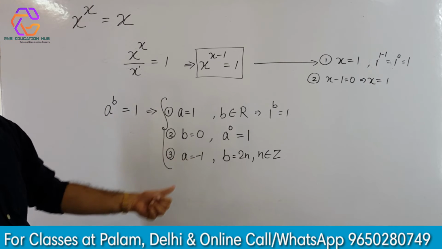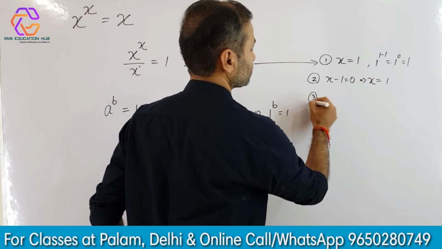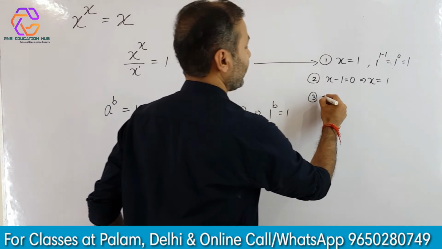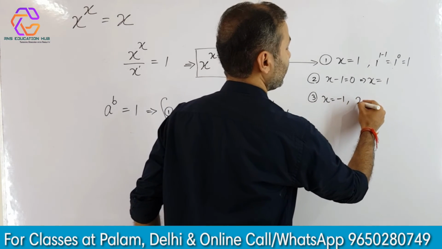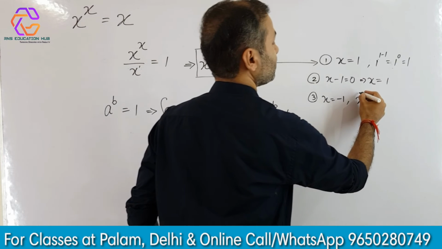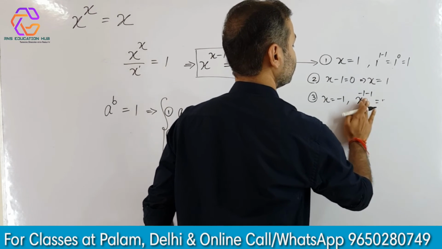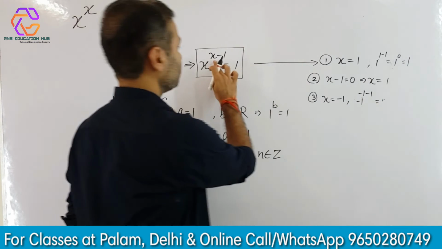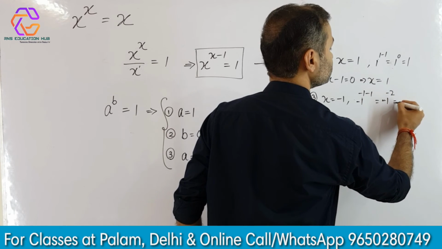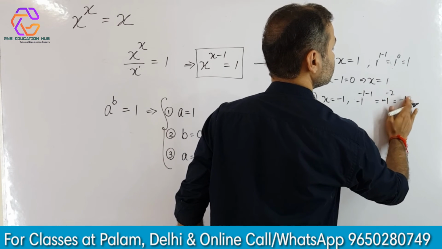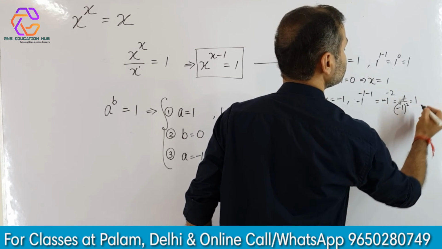If a is minus 1 here, that simply means condition number three. If x is minus 1, then the expression becomes minus 1 to the power minus 1 minus 1, which is minus 1 to the power minus 2, and this is 1 upon minus 1 to the power 2, and that is nothing but 1.